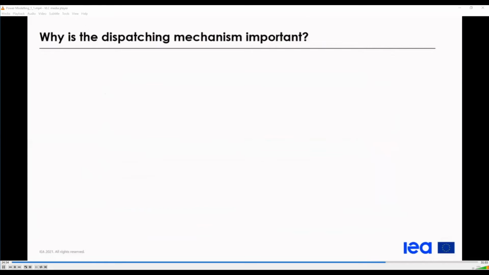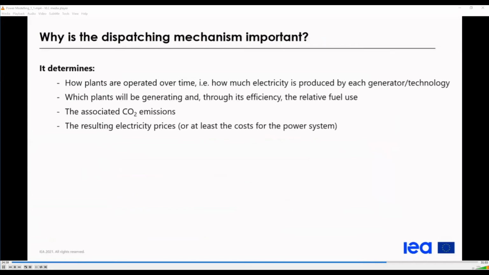So why is the dispatching mechanism important? This module helps determine a number of very important elements. How plants are operated over time, how much electricity is produced by each technology, which plants will be generating, and then, and I'll come back to that later, the fuel use and associated emissions. And we saw just in the previous slide, the price.